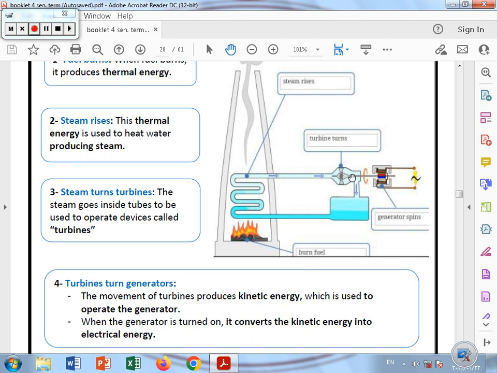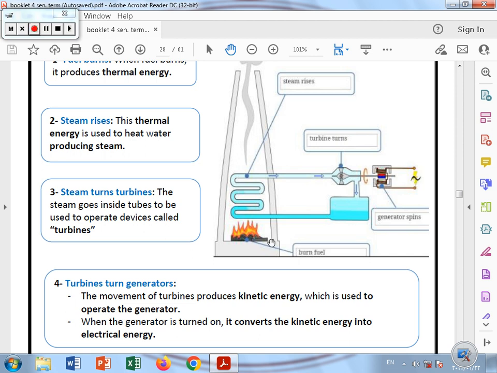So when the turbine turns producing kinetic energy, we use the kinetic energy in operating a different type of device which is called the generator. This generator takes the kinetic energy and changes it into electric energy. So that's how burning the fossil fuels gives us electricity that comes out in the wire.